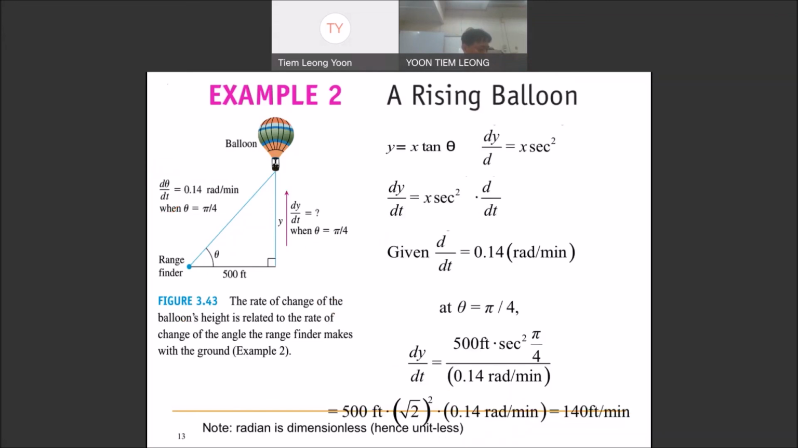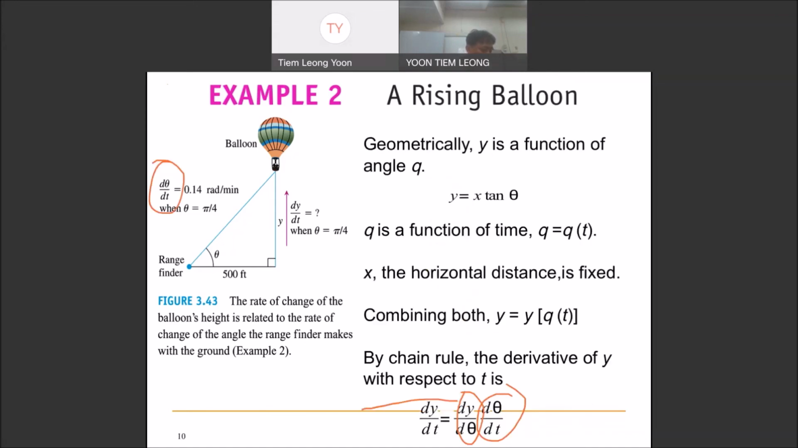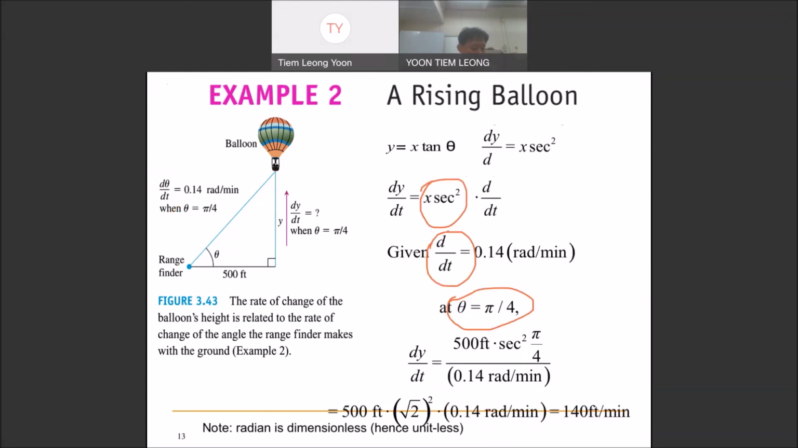So here is the answer, I think. The dy/dt is this. Then d theta/dt is 0.14 and theta is pi over 4. So you slot these numbers into the equations that are described here, then you get the answer quite straightforwardly. So the answer is shown here. It is 150 feet per minute. So again, it is an illustration of the applications of the rate of change for a composite function.